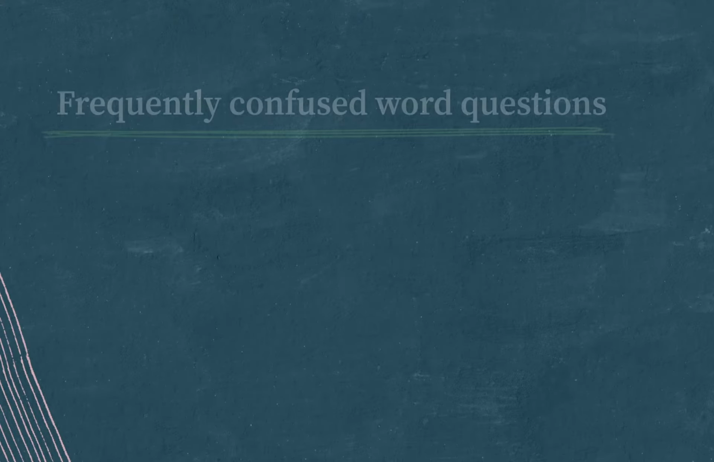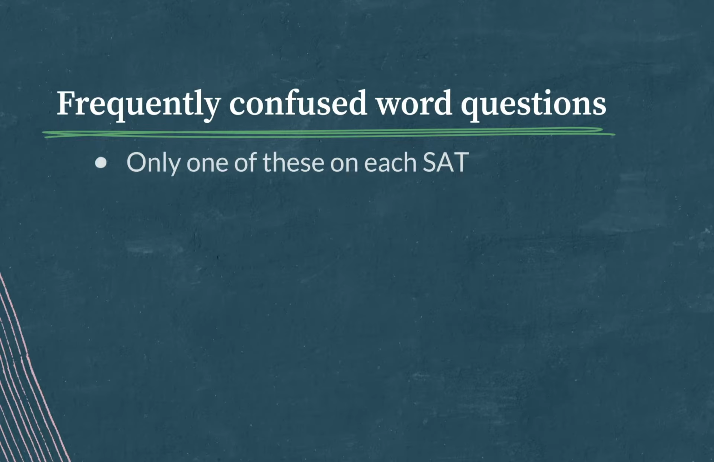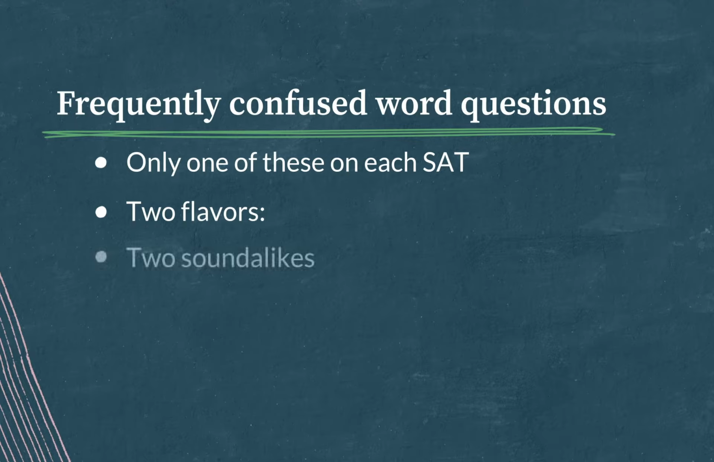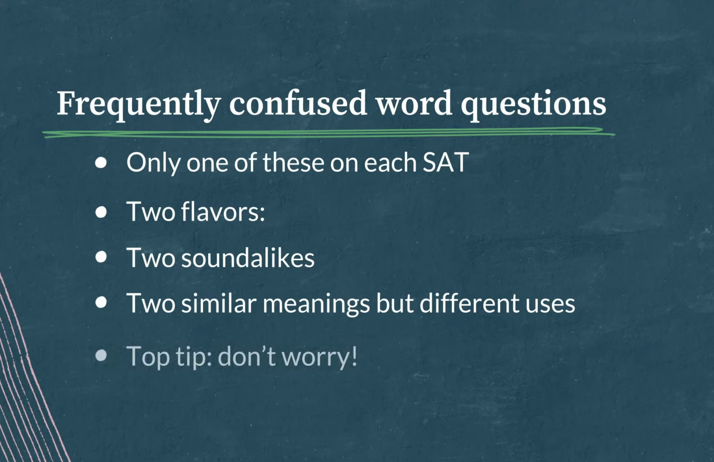This is a frequently confused words question. If a question like this shows up on your official SAT, there will only be one of them. Now these questions come in one of two flavors. Either you have to choose between two sound-alike words like affect or effect, or than and then, or you'll have to choose between two words with similar meanings but different uses like less and fewer. And you'll either know these or you won't.